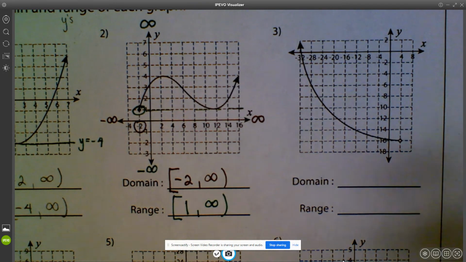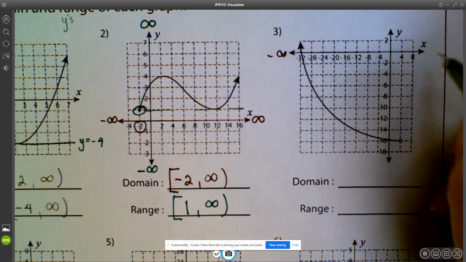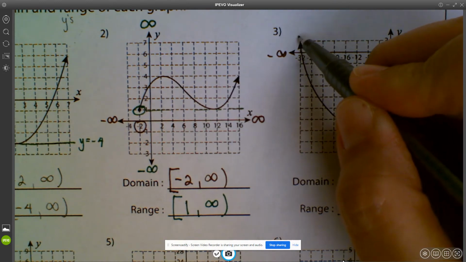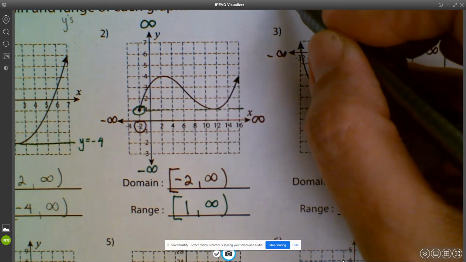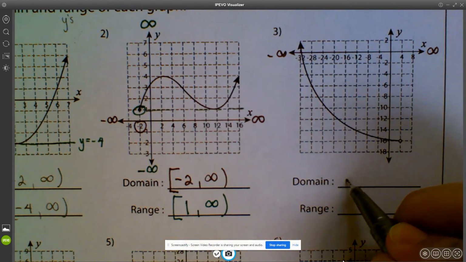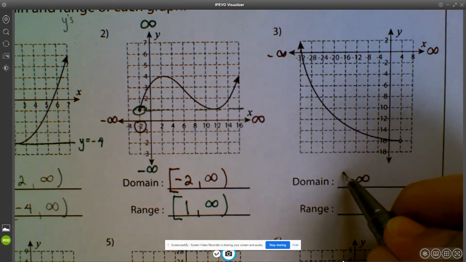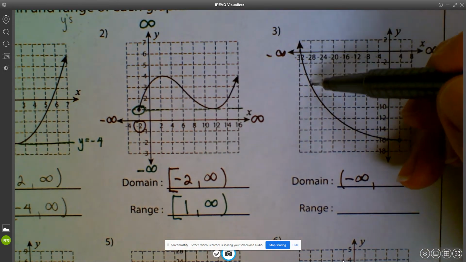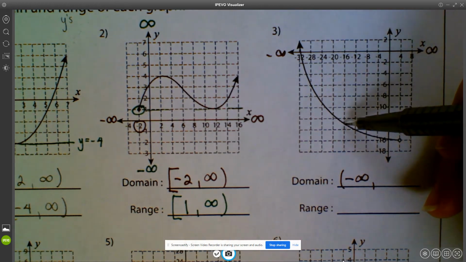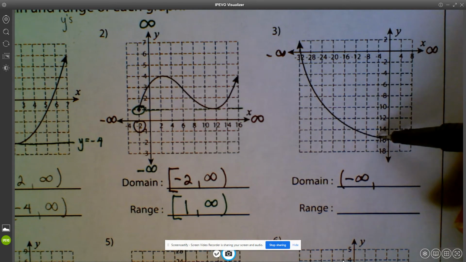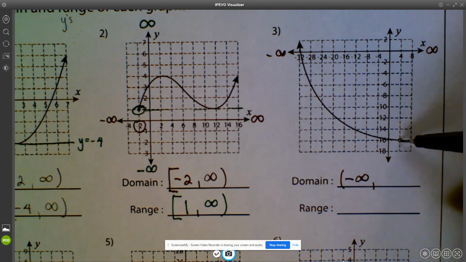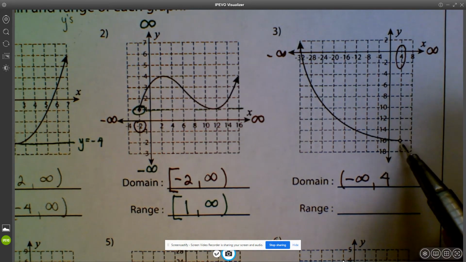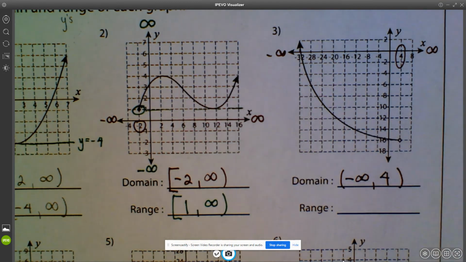For my domain, how far to the left does this thing go? Well, it's going to negative 32, and as it goes out, it's going to go to negative 36, negative 40, and so on. So my domain goes to negative infinity. You know, I almost wrote like a number there. Whoa. Okay, so how far to the right does it go? Well, let's trace it. We're going to x equals negative 20, x equals negative 16, x equals negative 8, x equals negative 4, x equals 0, and we stop here at x equals 4. And we see that it's an open circle, so we have our right parenthesis.